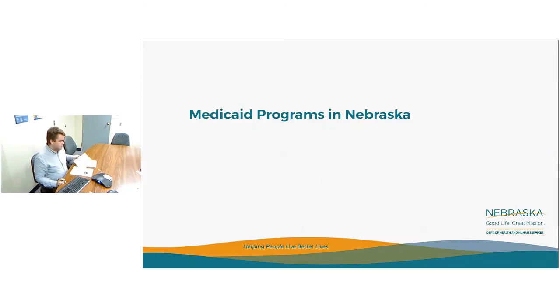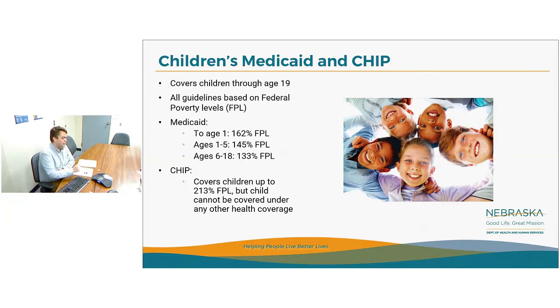All right, our next section will be some Medicaid programs that we have available in Nebraska. Some of these are some of the eligibility categories that we already discussed. The first one we wanted to talk about is Children's Medicaid and CHIP. Like I said, we rolled CHIP into Medicaid eligibility. So you see here that the federal poverty level limitation for Medicaid does change depending on the age of your child. It gets a little bit smaller as your child gets older. And then, as I was saying earlier, CHIP covers an income bracket higher than that. It's cut off at 213% of the federal poverty level.